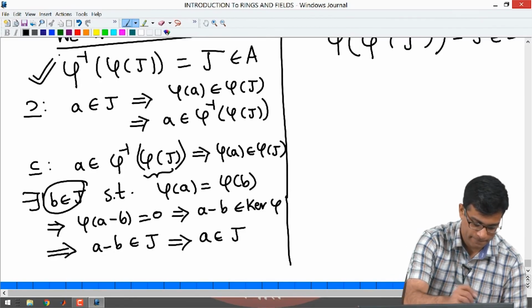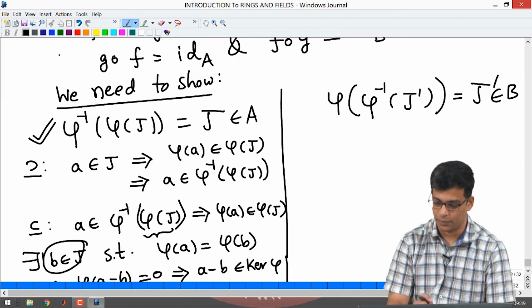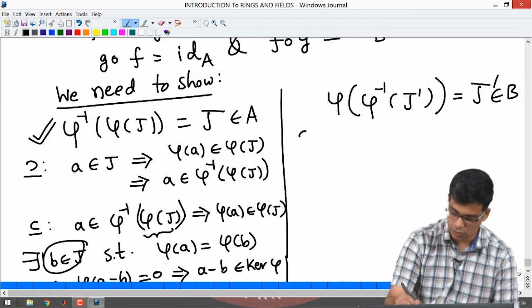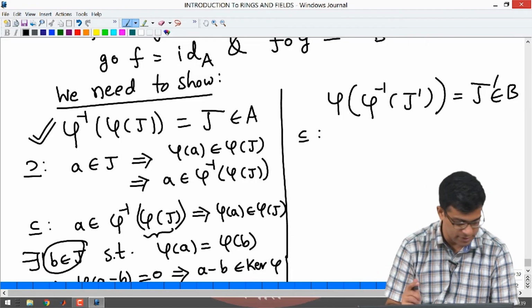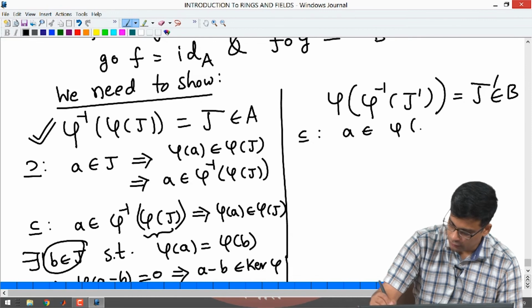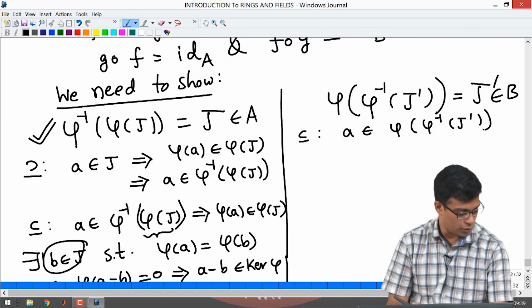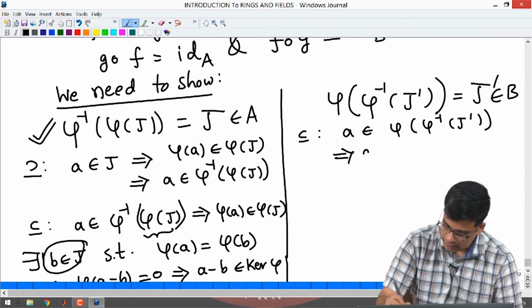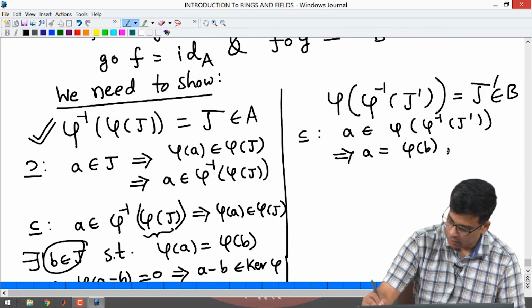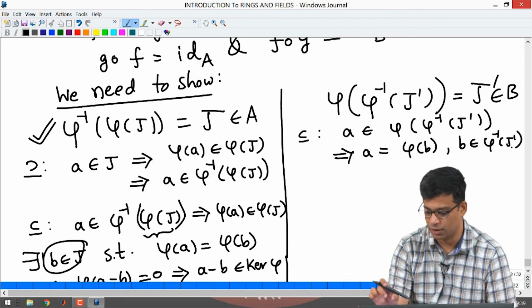So, this is okay. Now, the second part is even easier: phi of phi inverse of J prime is J prime. So again let us prove these two inclusions. To prove the inclusion of the left hand side in the right hand side, let us take A in phi of phi inverse of J prime. So A is in phi of phi inverse of J prime, that means A is equal to phi of B for some B in phi inverse of J prime, right, that is the definition of being in the image of this.